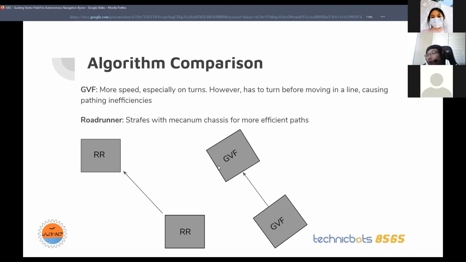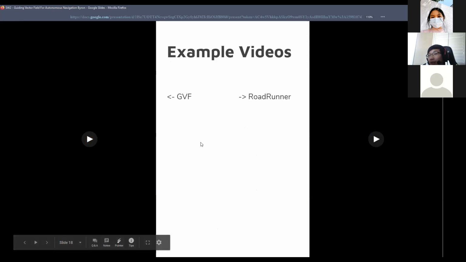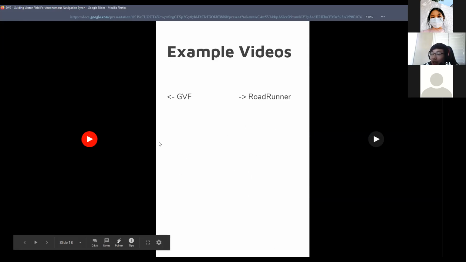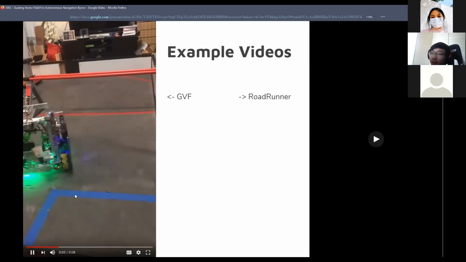For example, our robot, we have a side claw over here that's supposed to pick up the Skystones from over here. But if GVF turns, then the side claw is misaligned and it's not in a proper position to pick up your stones. So instead, we recorded some videos. These are videos of the speed testing I just talked about.